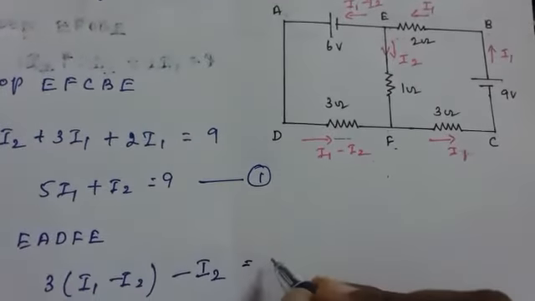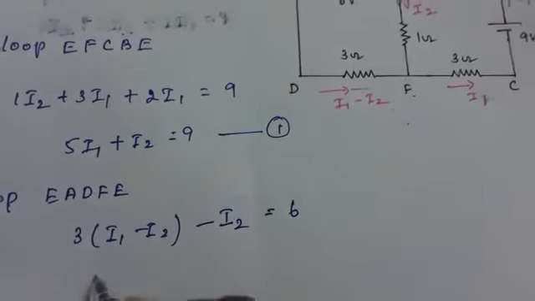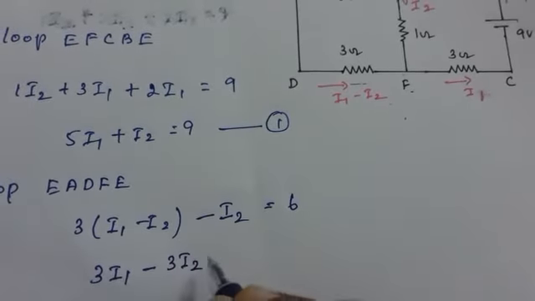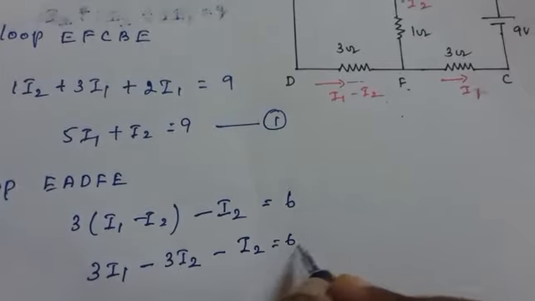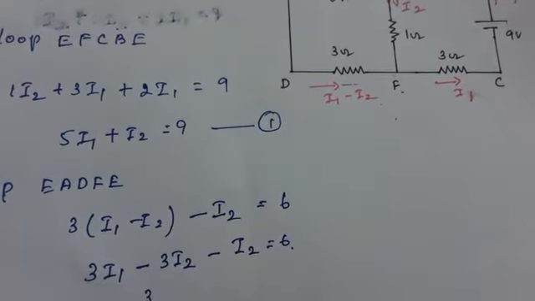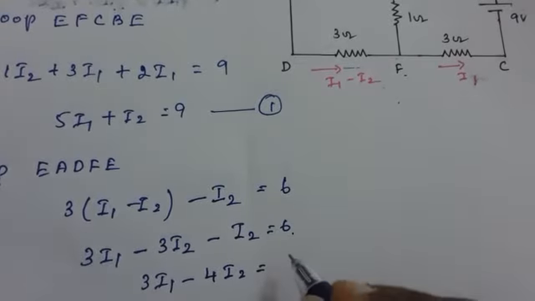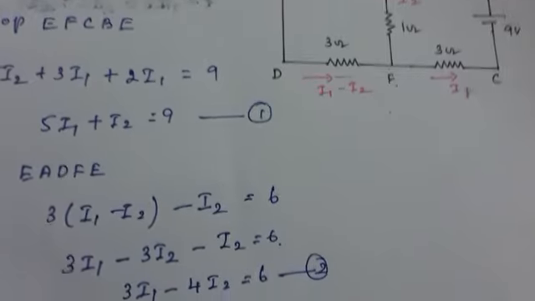Which is equal to how many volts? 6 volts, the battery is having 6 volts. So what you can write? 3 I1 minus 3 I2 minus I2 is equal to 6. So 3 I1 minus 4 I2 is equal to 6. I am going to take this as equation number 2.